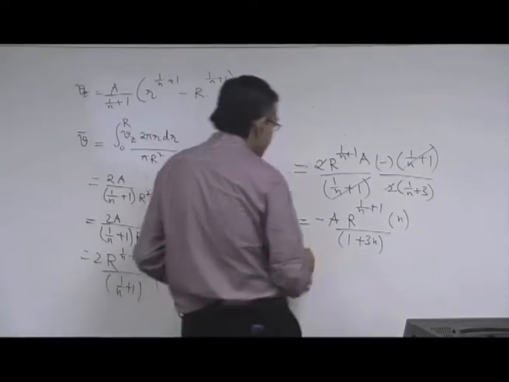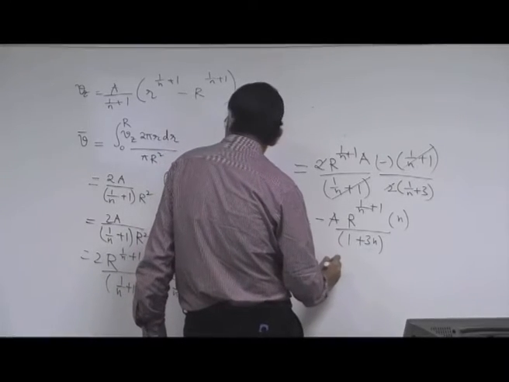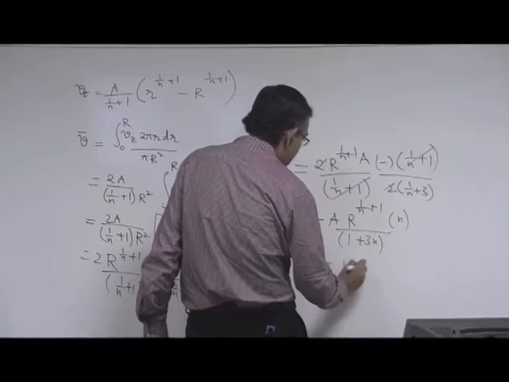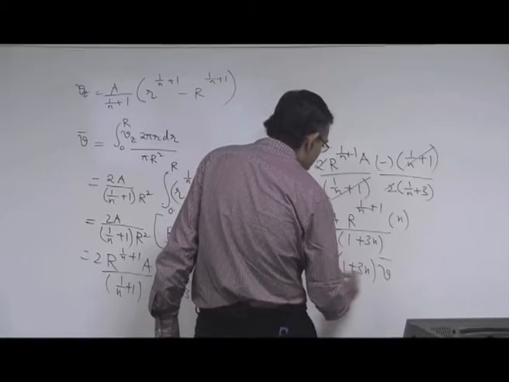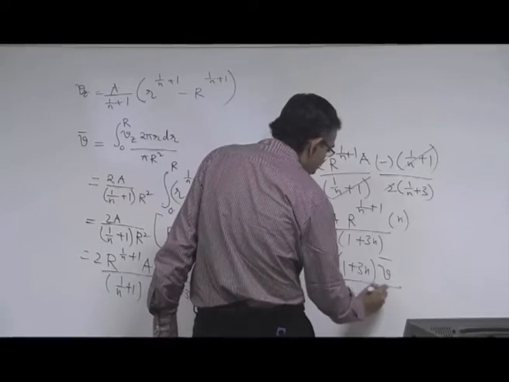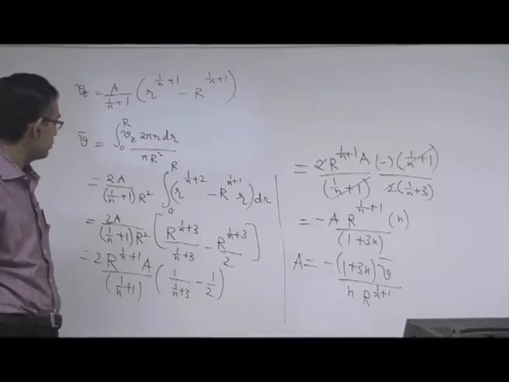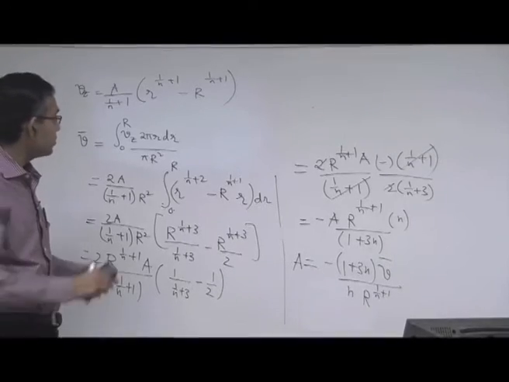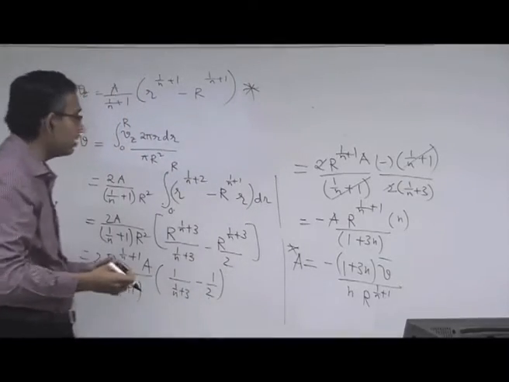Therefore, you can write a is equal to minus 1 plus 3n into V average by n into r to the power 1 by n plus 1, right. We will substitute this A in this to express V in terms of V average.